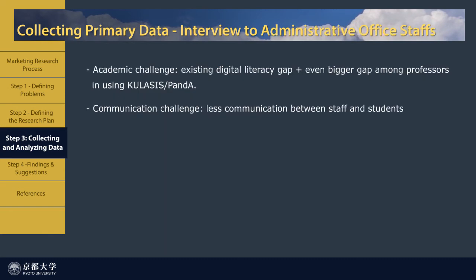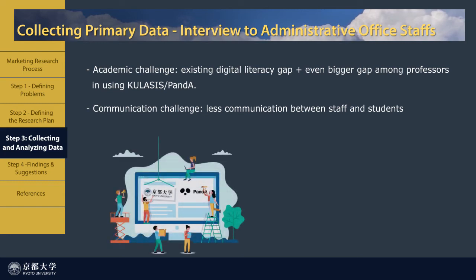I conducted an interview with one of the administrative office staff at GSM. This person raised two major challenges, on academics and communication, that students might be having. As the professor pointed out in the previous slide, this administrative staff also mentioned the learning platforms. Because the school had to move online all of a sudden, they were seeing the existing digital literacy gap among professors becoming even bigger. It greatly depends on each professor how well they can utilize classes and Panda, and this is surely affecting the students.